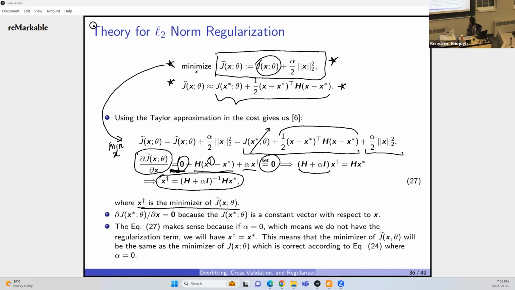And does this equation make sense? Yes. Why? Because set alpha to 0. What happens if alpha is set to 0? It means that I don't have any regularization term, right? So if alpha is 0, J tilde is reduced to J, right? Then if alpha is 0, the minimizer of J tilde should be the minimizer of J.